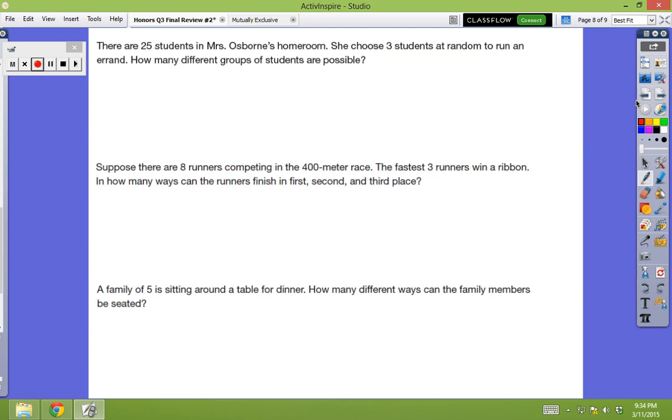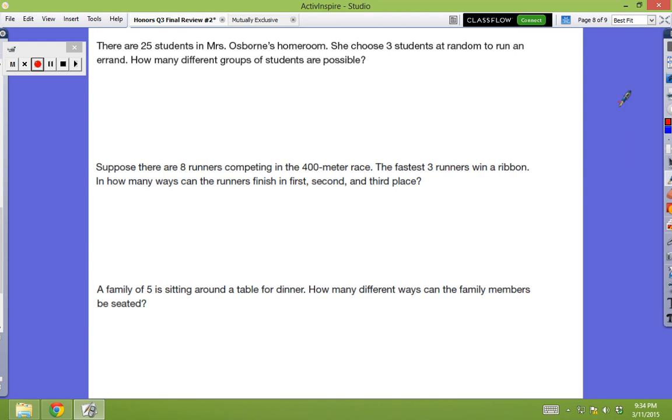Okay, the next one. If there's 25 kids in Mrs. Osborne's class, she chooses 3 students randomly to run an errand. How many different groups of students are possible? This one's going to be a combination, because the order of those 3 kids doesn't matter. Jim and Tom and Sue is one group. That's the same group as Sue and Jim and Tom. So the order of the kids doesn't matter.